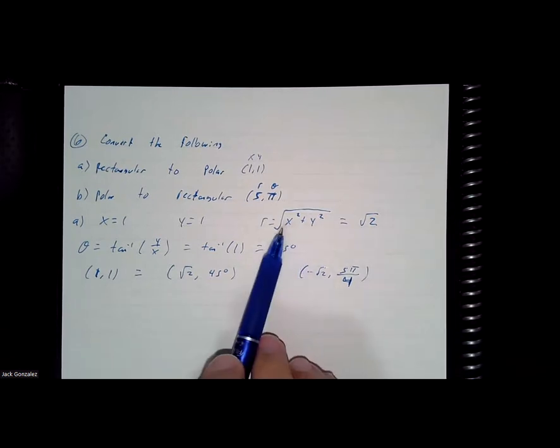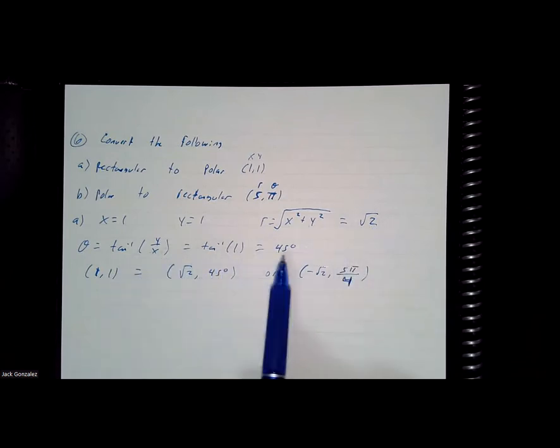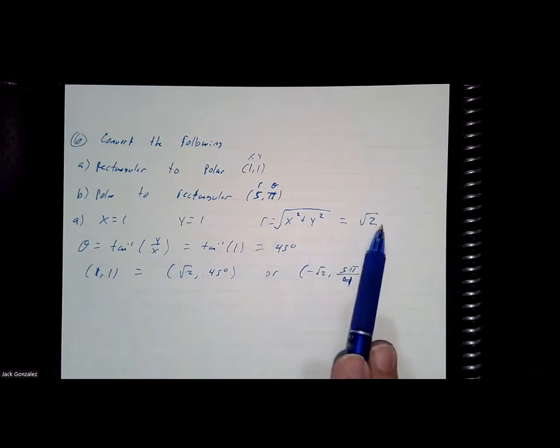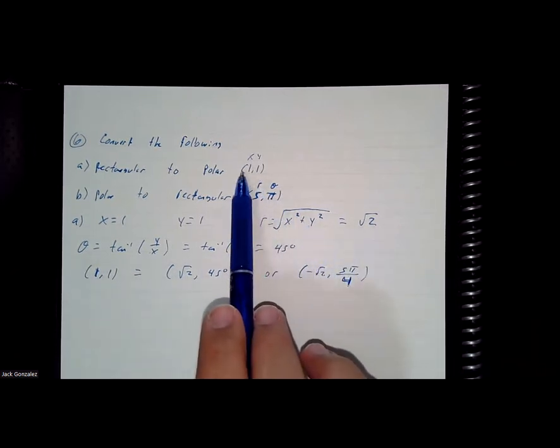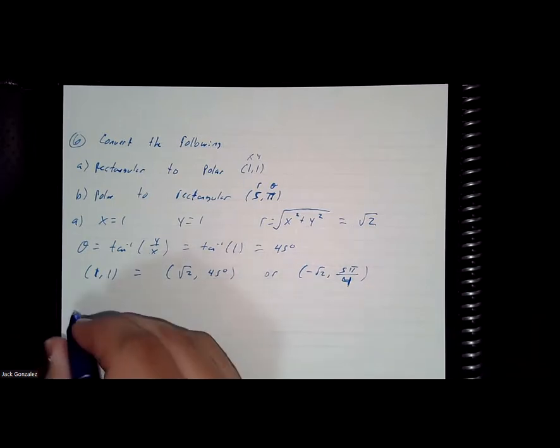So this is just a formula. Plug in 1, you get this. Plug this into your calculator, you'll get 45. So you got theta, you got r. So we're trying to change this into r theta. Okay, so now we're going the other direction.